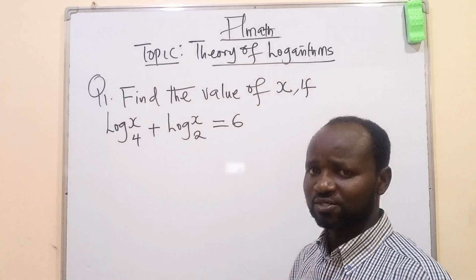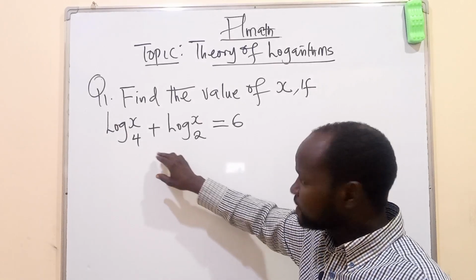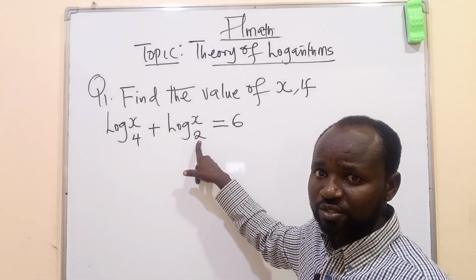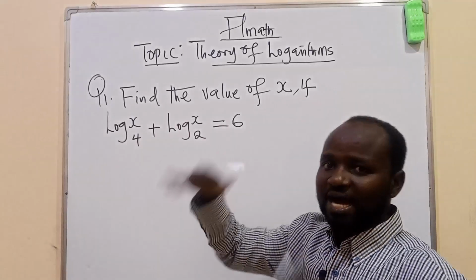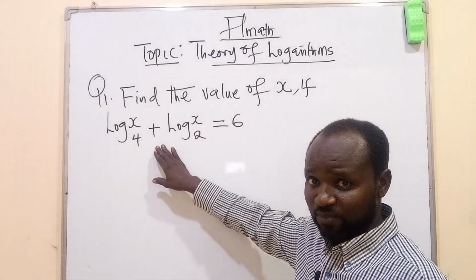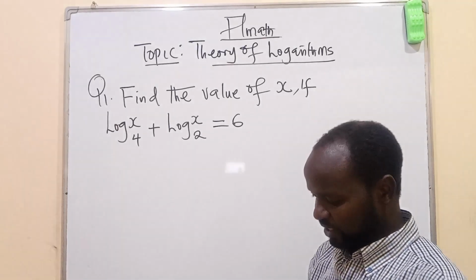Let's look at how we can solve this. And you realize that if you check this question very well, the base here is 4 and the base here is 2, meaning the bases are not the same. There are many ways we can approach this. We can either use change of base to solve this problem. Let's look at how we can handle it.